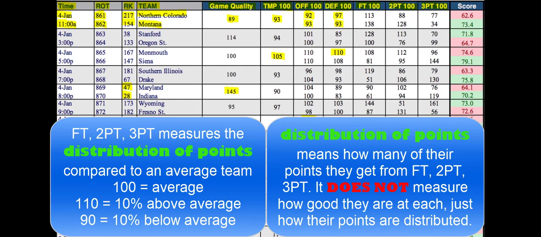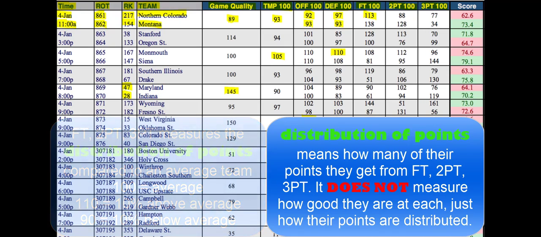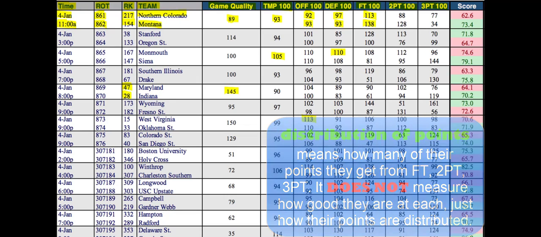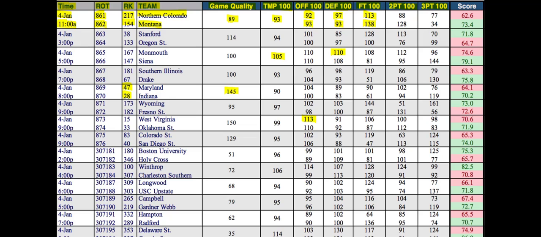So here for Northern Colorado, we have them at 113, meaning their points are distributed 13% more to free throws than an average team. Here for Montana, we have them at 138. That means that they're 38% more likely than an average team to have their points distributed to free throws.